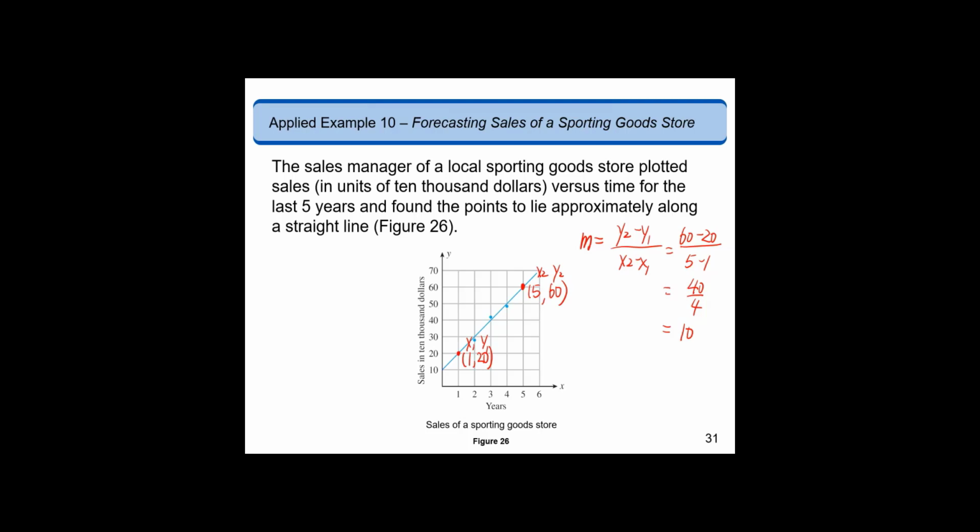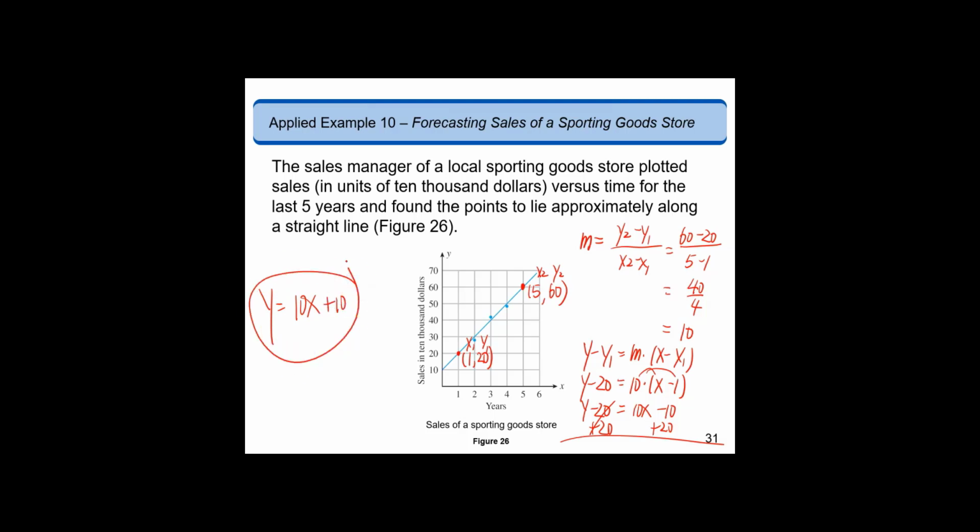Now that we have the slope, we use the point slope formula: y minus y1 equals slope times x minus x1. The slope is 10, x1 is 1, y1 is 20. So y minus 20 equals 10 times x minus 1. Distributing, y minus 20 equals 10x minus 10. Adding 20, we get the equation of the line, which is y equal to 10x plus 10.